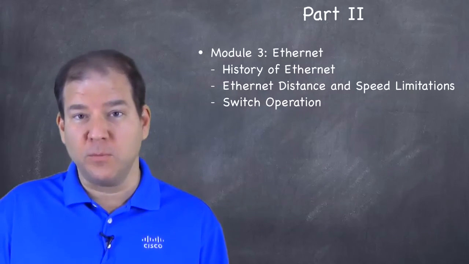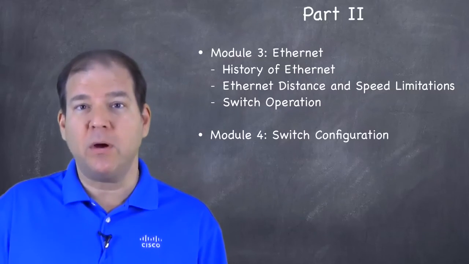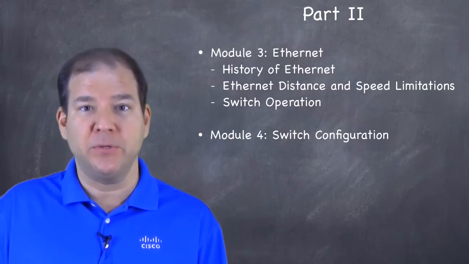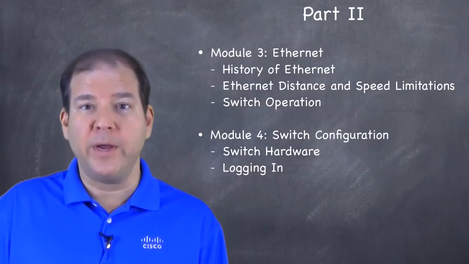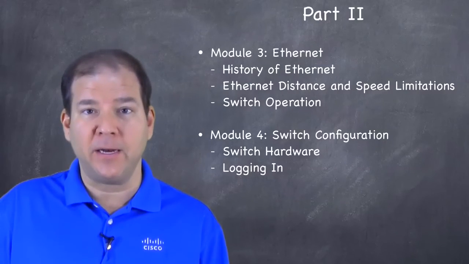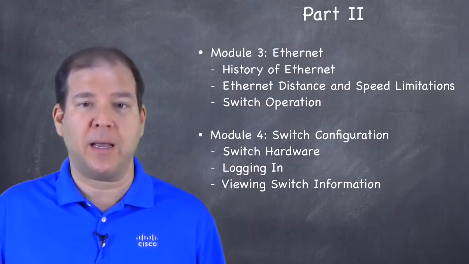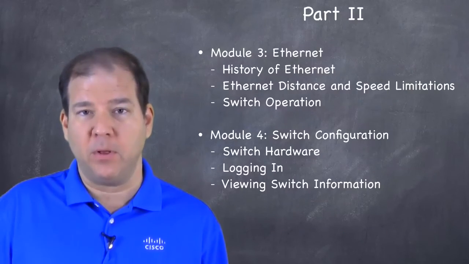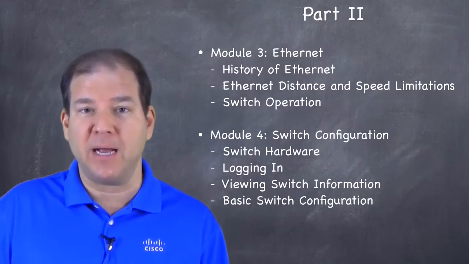Then we started to focus more specifically on the Cisco Catalyst series of Ethernet switches. We saw how to administratively connect to a Cisco Catalyst switch. We could do it locally via a console port. We could do it over the network using Telnet or Secure Shell. We saw how to get information from the switch, like its version number as an example. We saw how to do some basic configuration, setting the host name, setting the management IP address.